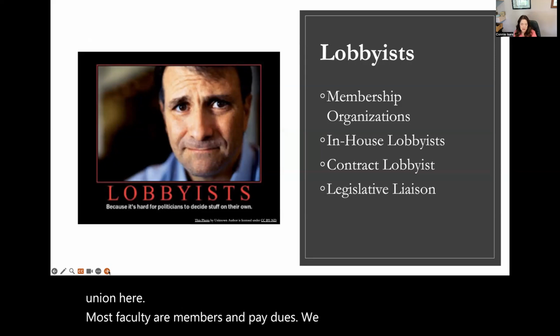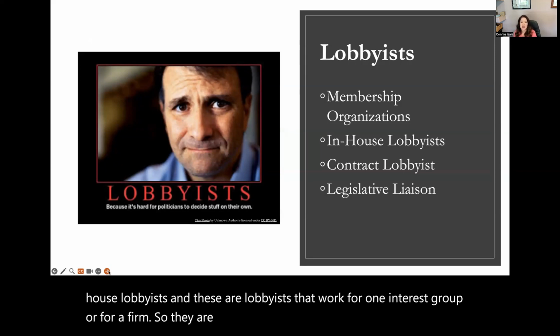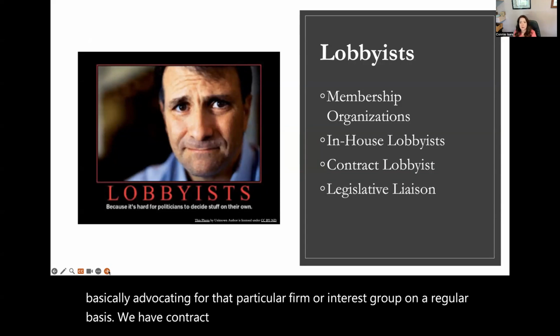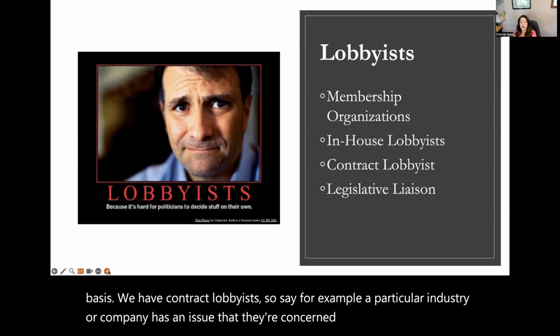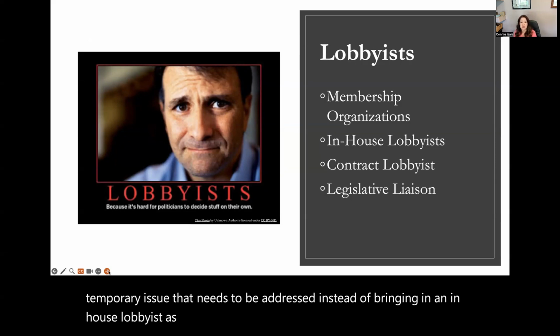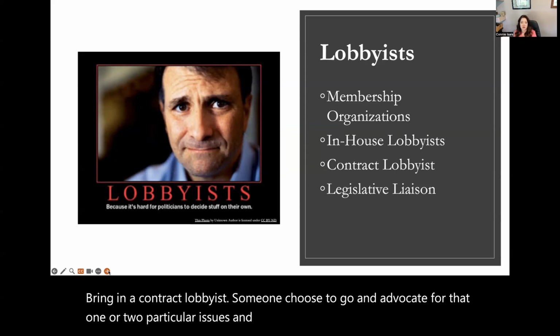We also see that there are in-house lobbyists, and these are lobbyists that work for one interest group or for a firm. So they are on their permanent staff and they're out there basically advocating for that particular firm or interest group on a regular basis. We have contract lobbyists. So say, for example, a particular industry or a company has an issue that they're concerned about, and it's a temporary issue that needs to be addressed. Instead of bringing in an in-house lobbyist as a permanent position, they'll bring in a contract lobbyist, someone just to go and advocate for the one or two particular issues. And once they're done, their contract is up.